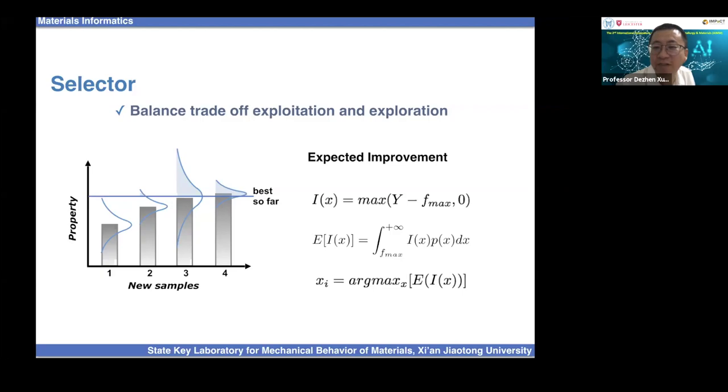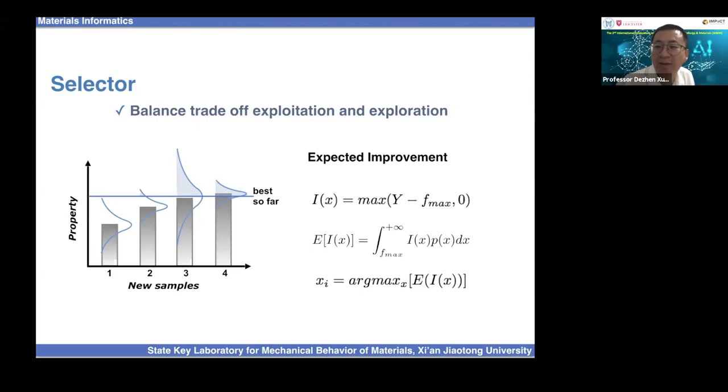This utility function is related to the predicted value: if the predicted value is high, we have a higher EI, expected improvement. And it's also related to the uncertainty: if sigma, the standard deviation, is large, then the expected improvement is also large. So by defining such a utility function, we can do a balanced trade-off between exploitation and exploration. This is what we did.